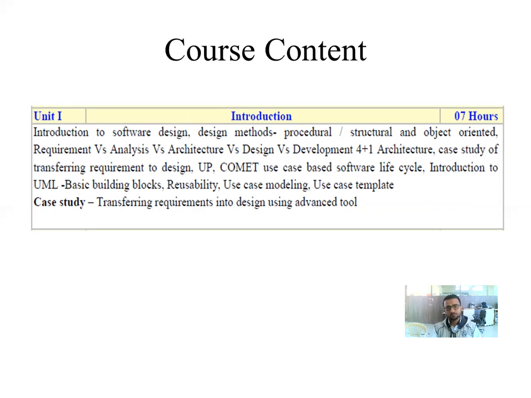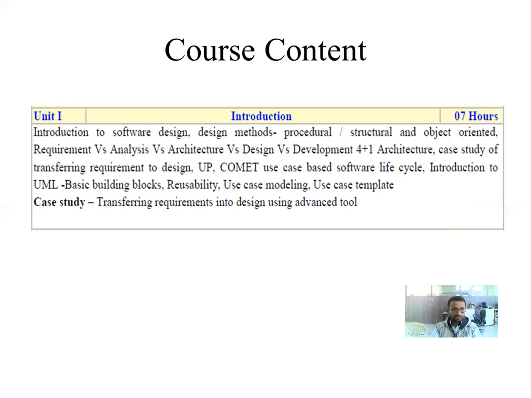Then we are going to have the 4+1 architecture. Then the Unified Process and Agile models are there, which are based on the software life cycles. Then we are also going to have the introduction to the UML, that is Unified Modeling Language, which is used to design the requirements, right? The requirements that we have, with the help of those requirements, we are going to draw diagrams, and the diagrams are known as UML diagrams.